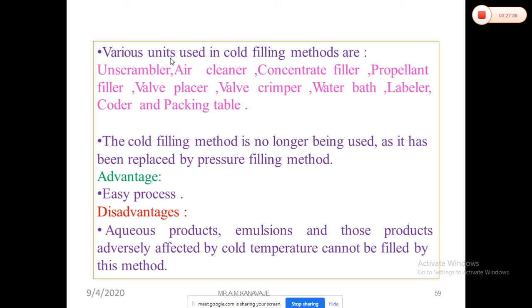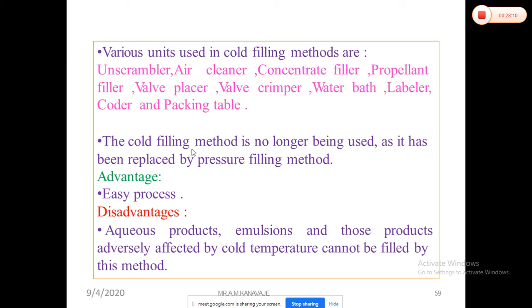So these are the units that are used in the cold filling apparatus. The only change here is that the concentrate fillers and propellant fillers are chilled before filling into the container. Now this particular cold filling method is no longer being used because it has been replaced by the pressure filling methods and the compressed gas filling methods.